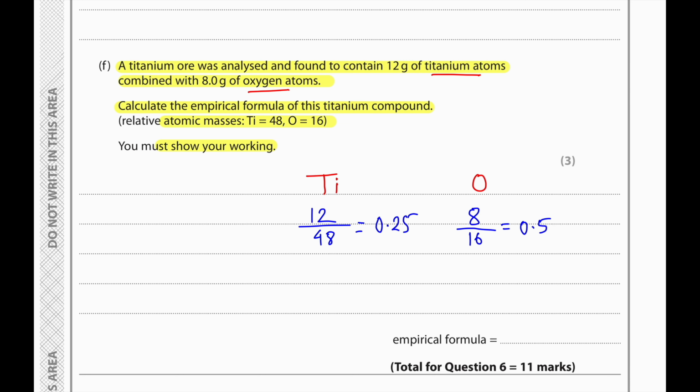Now, we will do the simplest ratio. In the simplest ratio, we will take the smaller of the two numbers and divide both numbers by it. Then this will give us the whole number ratio in which they are reacting. So we can see 1 titanium is reacting with 2 oxygen. So the empirical formula now stands as Ti for 1 titanium and O2 for 2 oxygen.